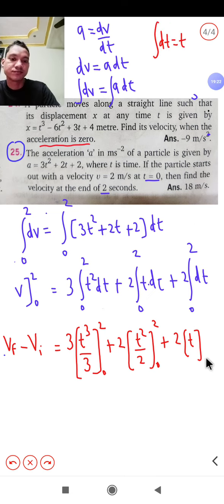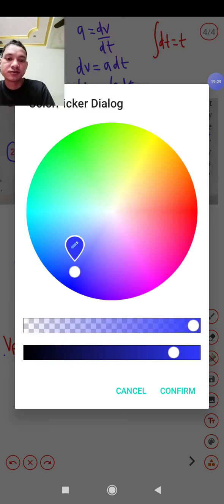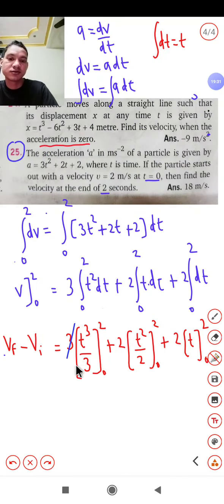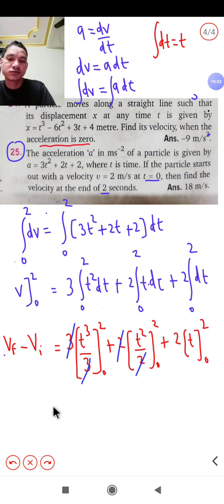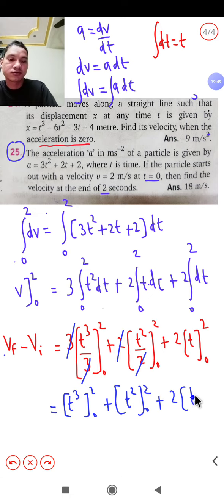Alright, so 0 to 2. 3 will get cancelled here. Let me cancel it out. 3 2 2. Further, t raised to 3, 0 to 2, t raised to 2, 0 to 2, 2t, 0 to 2. Now all I need to do is put the limit into this formula.